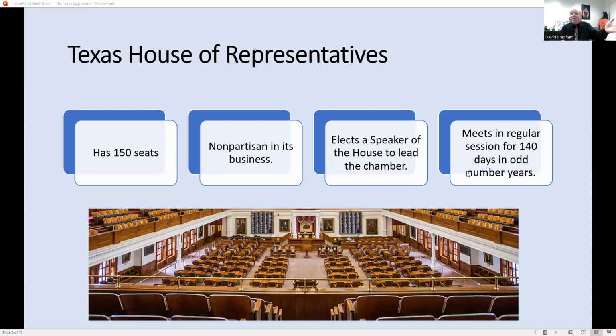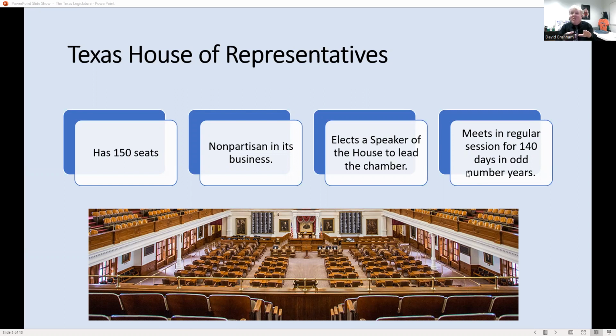The Texas House of Representatives has 150 seats. They're nonpartisan in their business. This is strange to people because if you watch Congress, it's almost all partisan. It's strongly partisan, Democrats against Republicans all the time. Votes are almost always divided down party lines. In the Texas House, and sometimes the Texas Senate, but especially the Texas House, that's not the case.